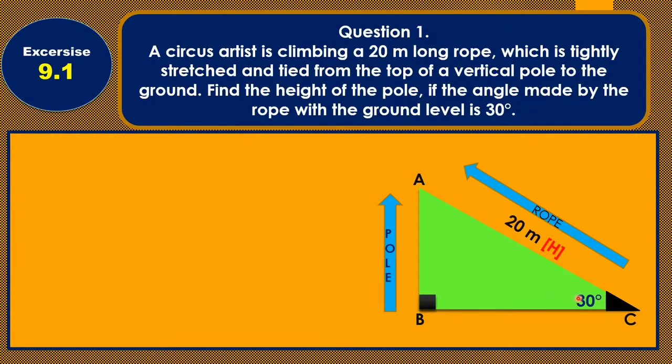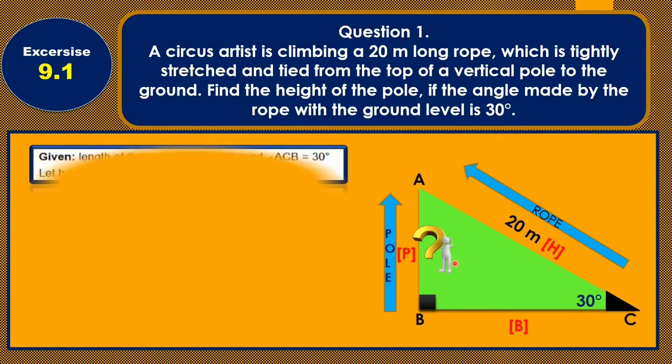Now we know that the side opposite to the acute angle is considered as perpendicular. The side adjacent to the acute angle is considered as base, and the side opposite to 90 degrees is considered as hypotenuse, because here we'll use the concepts of trigonometric ratios. According to this question, we have to find the height of the pole. So let's start and see how we will solve it.